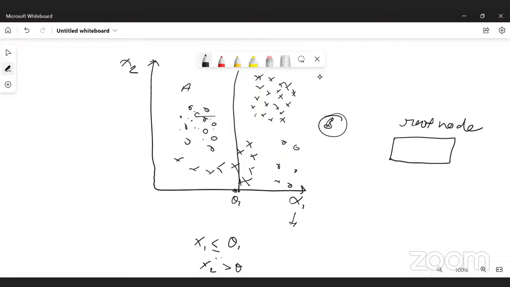Okay, so we have the entire data set, and we are dividing our data set into two parts. We are making the decision using the feature x1. So this is called a decision variable. So I have x1 is less than theta.